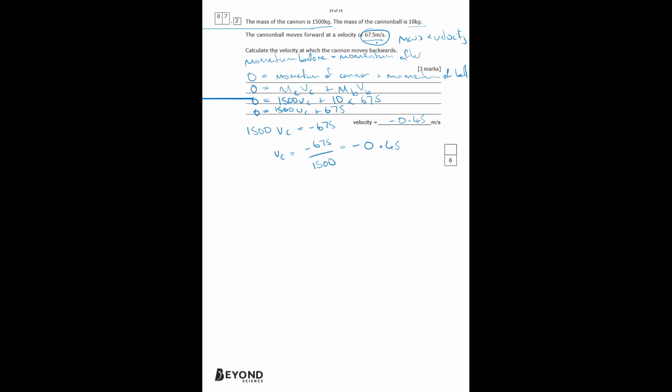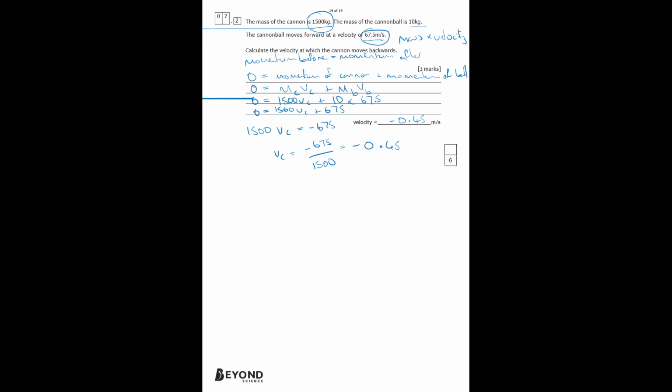And that is fine to have a negative number, because if the cannonball's moving forwards with the velocity of 67.5, the cannon must be moving backwards. That's what that negative sign means. The cannon's moving in the other direction. Notice it's moving a lot slower as well. That makes sense because the cannon is much more massive, it's much heavier, so it recoils, goes backwards slowly. And that is the end of the paper 2.